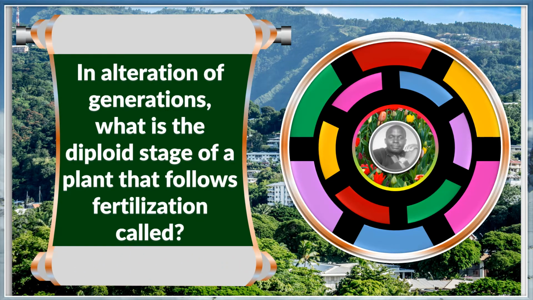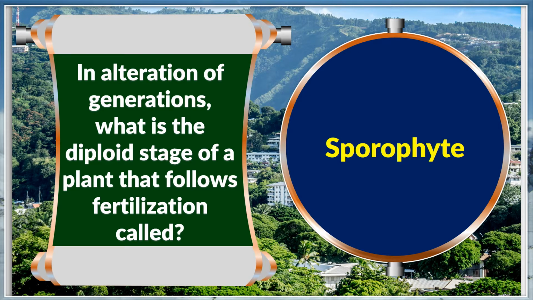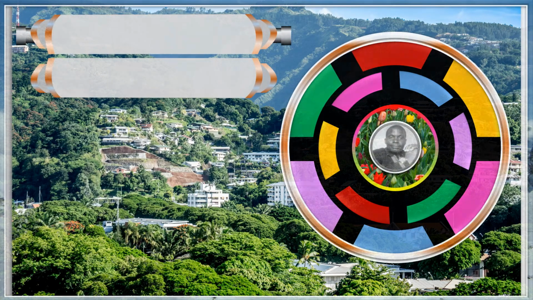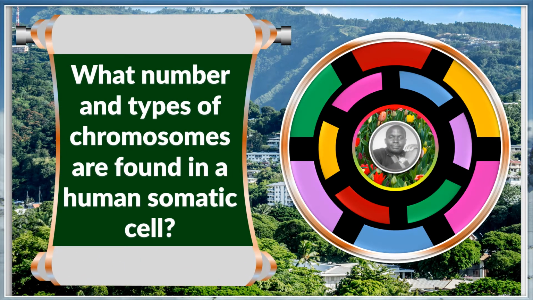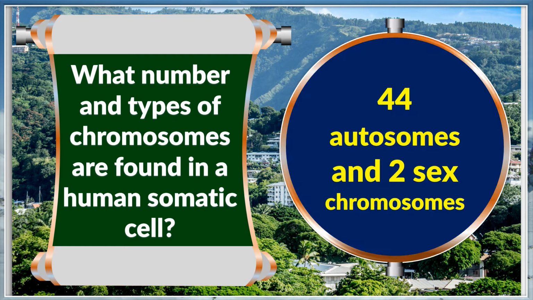In alternation of generations, what is the diploid stage of a plant that follows fertilization called? Sporophyte. What number and types of chromosomes are found in a human somatic cell? 44 autosomes and 2 sex chromosomes.